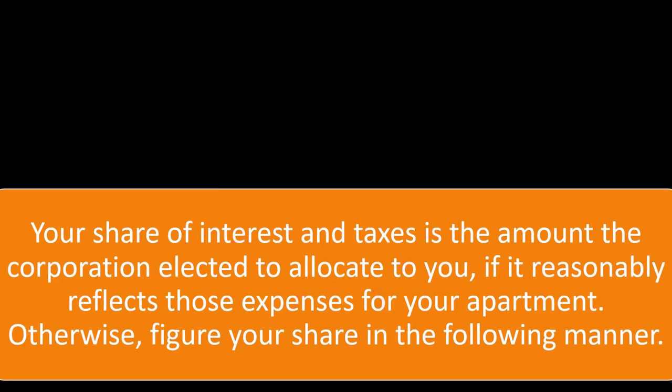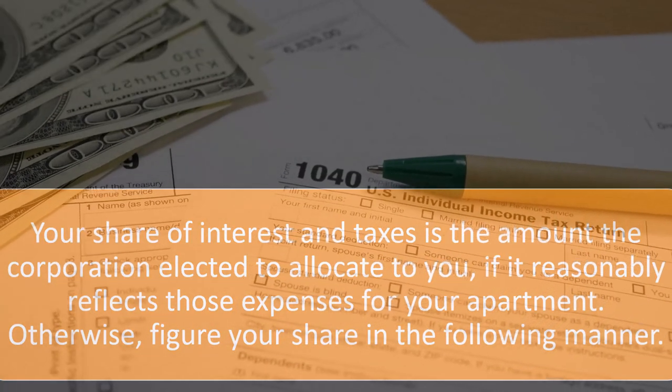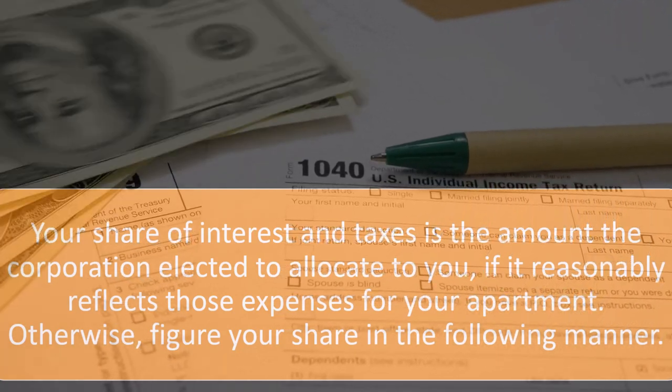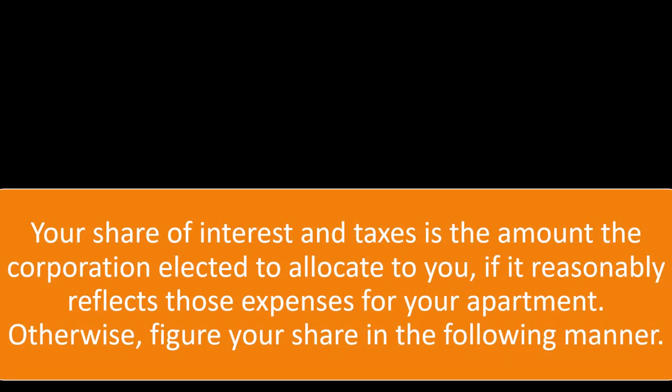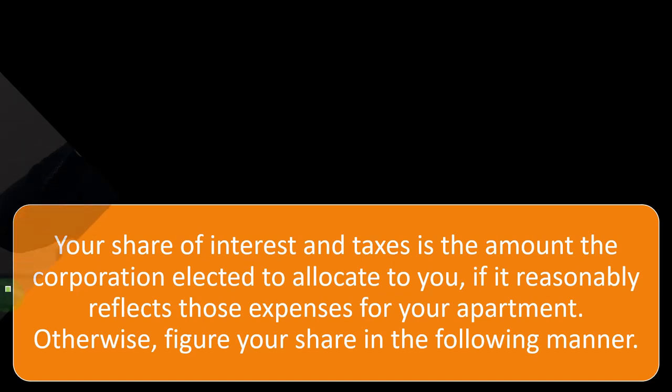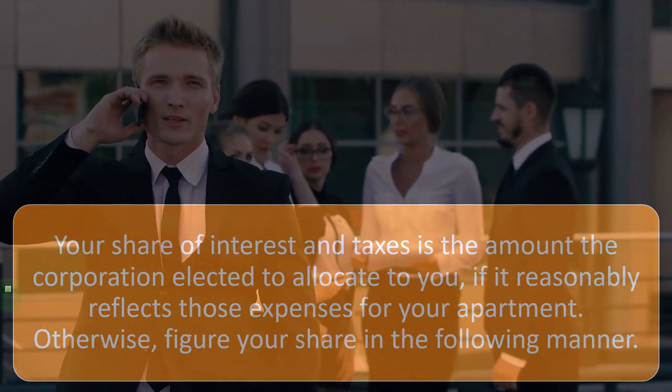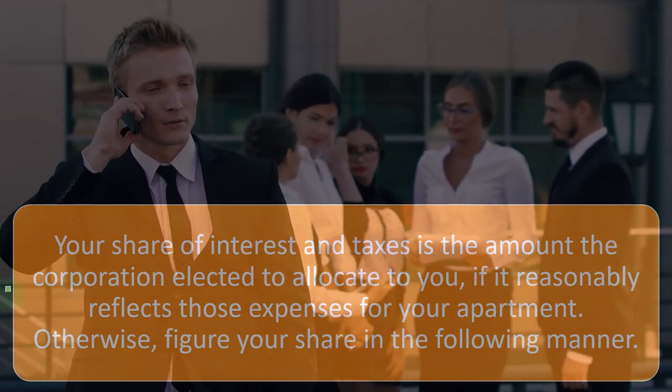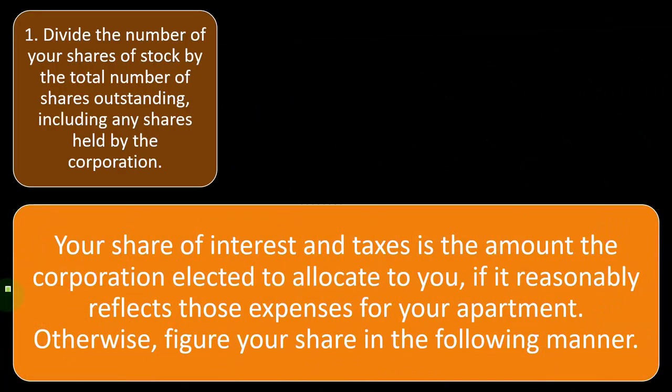So now you've got the interest and taxes that the cooperative itself might reasonably allocate, because the corporation, as a separate legal entity, is going to be dealing with paying the interest and taxes for everything, right? And you should be able to deduct the part of the interest and the taxes that's applicable to you if you're renting your place in the cooperative. So now the question is, how do you figure out your portion? Well, maybe the cooperative itself will do that with some reasonable method. If they do not, then you've got to calculate that.